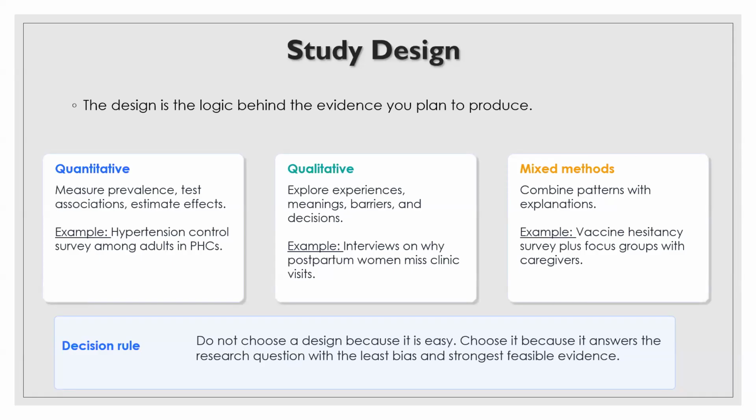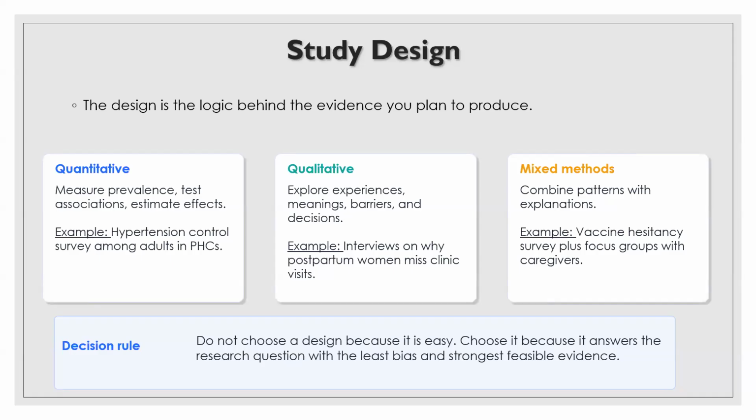So certain times you have no choice, but you just have to do mixed method if you want to be able to satisfactorily address your study aim and some of your specific objectives. So you do not choose a design, like I said before, because it is easy. You choose it because it answers the research question with the least bias and strongest feasible evidence.